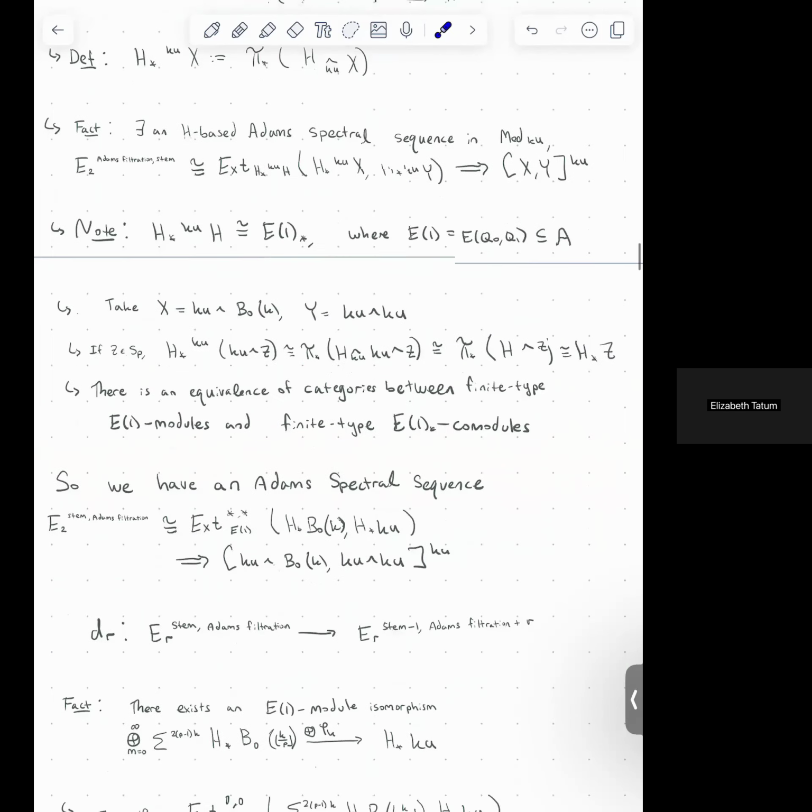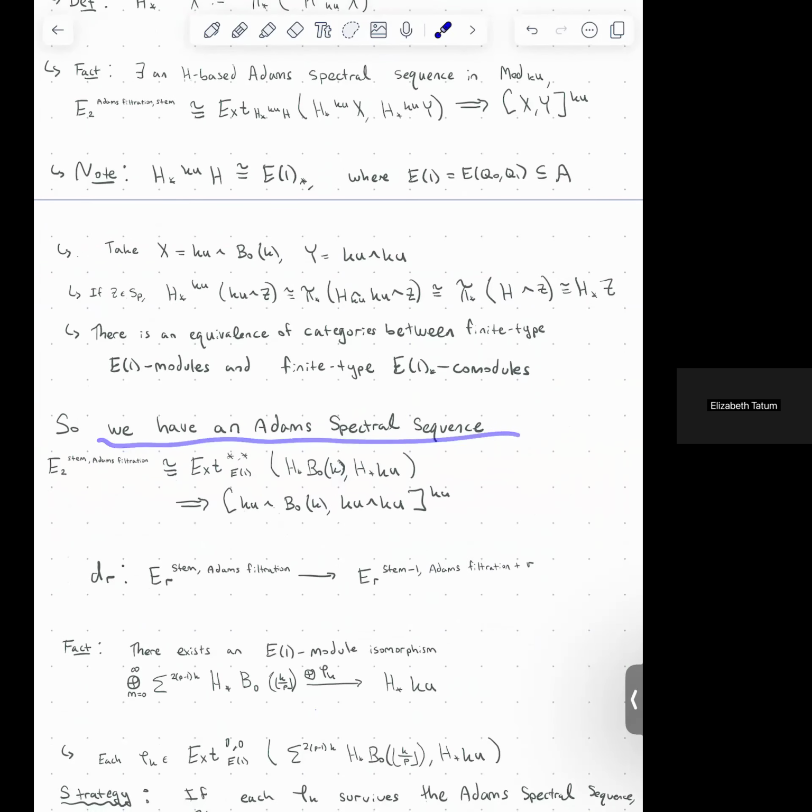Okay, so then you're left with an Adams spectral sequence whose E2 page is just this Ext over this small exterior algebra of the homology of B0K to the homology of KU. And it should converge to KU module maps from KU smash B0K to KU smash KU. So the idea here is that you want to find a class that lives on this E2 page and then lift and show that it survives the Adams spectral sequence to get the maps that we need to build this equivalence.